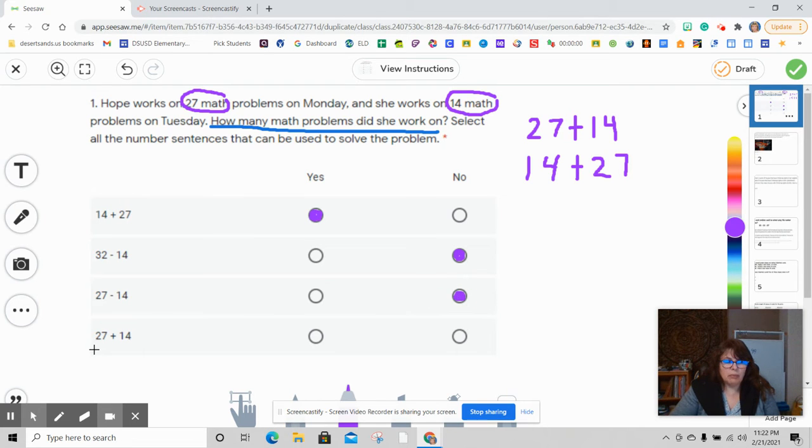Now the last one, remember, the order of the addends does not affect the sum. So 27 plus 14 is the first one that we got to begin with. So that would be a yes. And for each choice, either yes or no, if they're the correct answer, you get 1 point for each, which is 4 points for this problem.